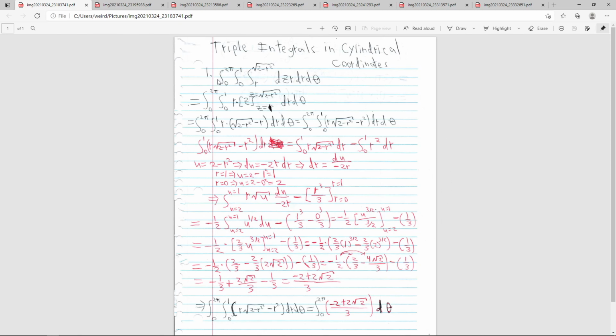So first off, just evaluate without much. You're given 0 to 2 pi, 0 to 1, and r to square root of 2 minus r squared. So that's in terms of z. So z equals r, z equals square root of 2 minus r squared. You have then r dr, so r equals 0, r equals 1, and d theta, so theta equals 0, theta equals 2 pi. Those are our limits.